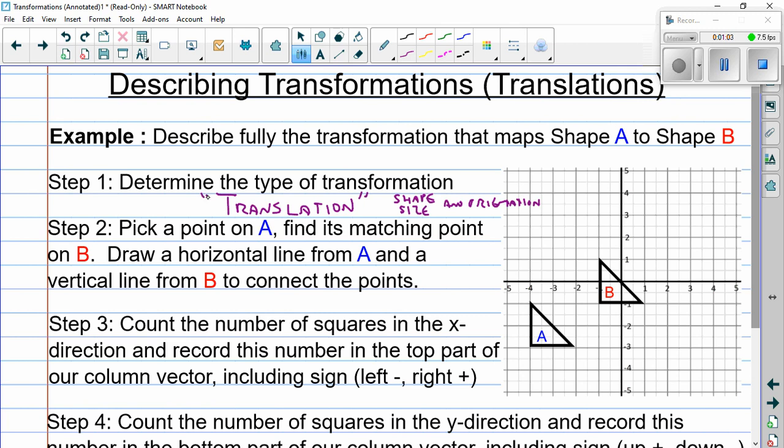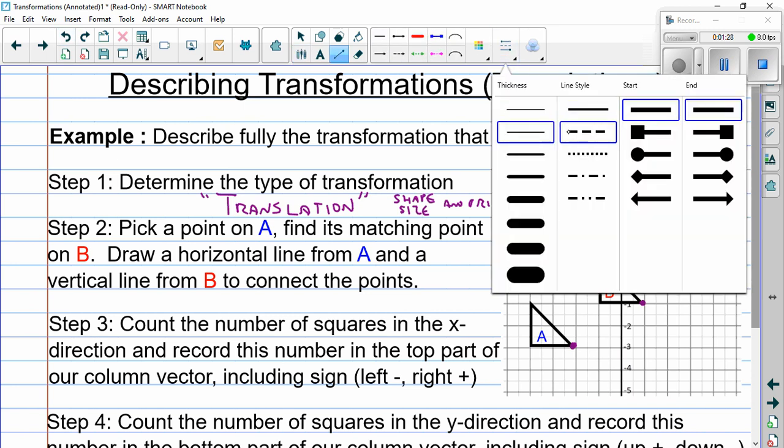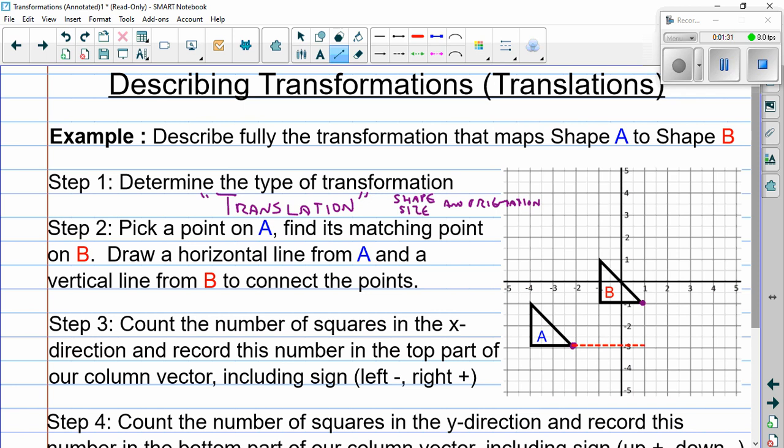Now we pick a point on A and find its matching point on B. Same thing we do every time when we're trying to draw them, right? So we draw a horizontal line from A and a vertical line from B and connect the points. This looks very similar to what we've done before. I'm just going to do it in a little dotted line. And so make a horizontal one from A, and we see where they meet up. Okay. So at this point, let's just label those.